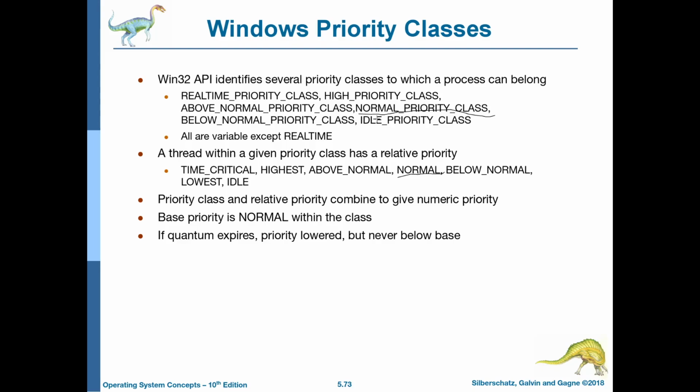Now, how your process was configured, which class it was in, and what the relative priority was, determined the actual numeric priority, the 0 through 31, that you were scheduled at. So let's go ahead and take a look. And the time quantum that was used depended upon which class and how relative it was. And if your quantum expires, your priority would be lowered, but never below a certain base.